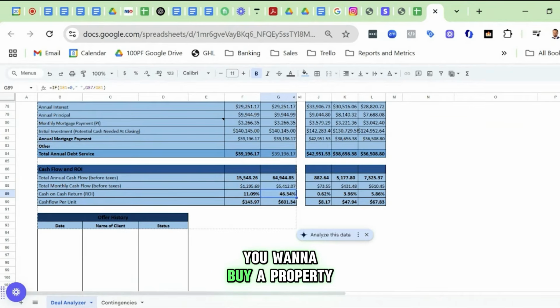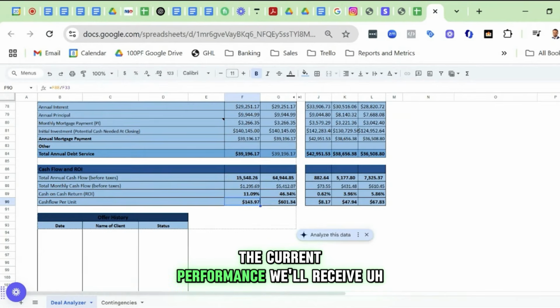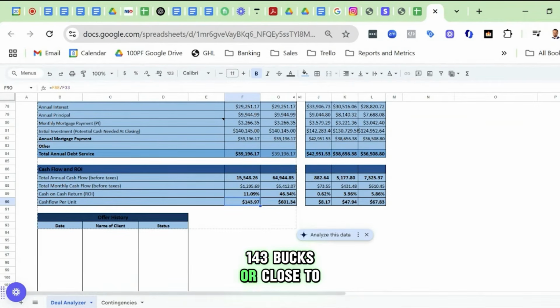You want to buy a property that's currently cash flowing, but has potential to improve its cash flow by how we manage it, forcing appreciation. And here's the cash flow per unit. If we happen to buy this property today, the current performance, we'll receive $143 or close to $144 per month in cash flow. But if we were able to buy this property and add the value, we can increase the monthly cash flow to $601 per month.